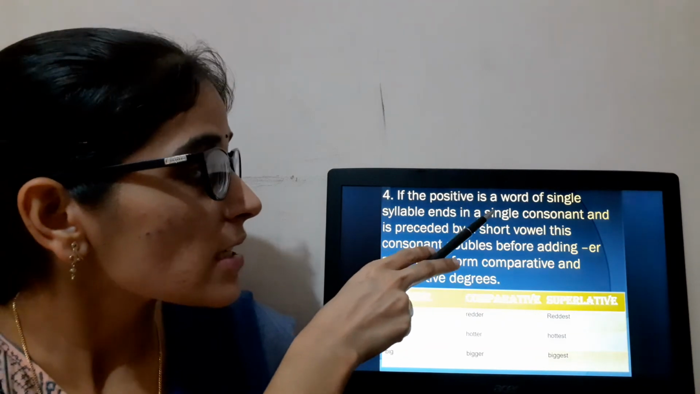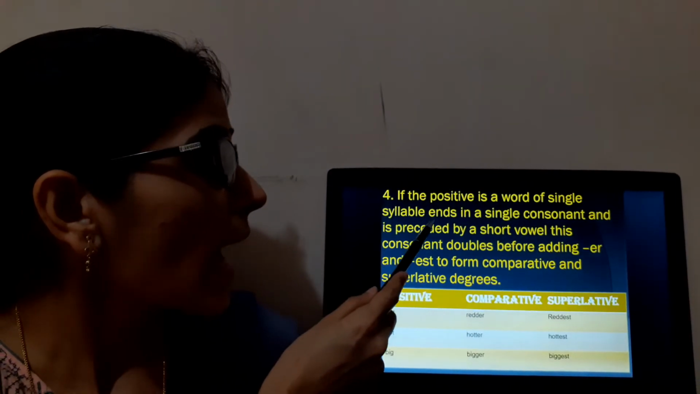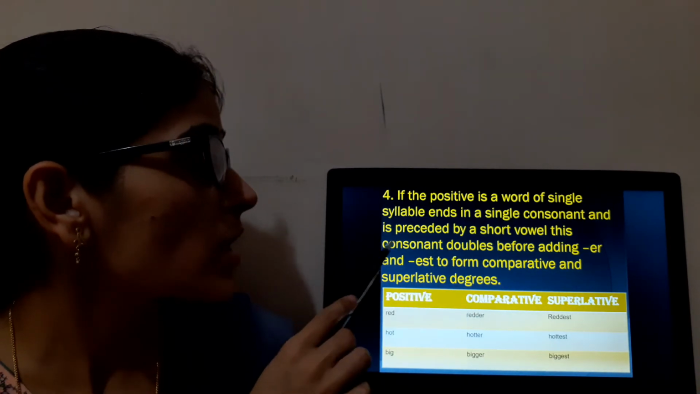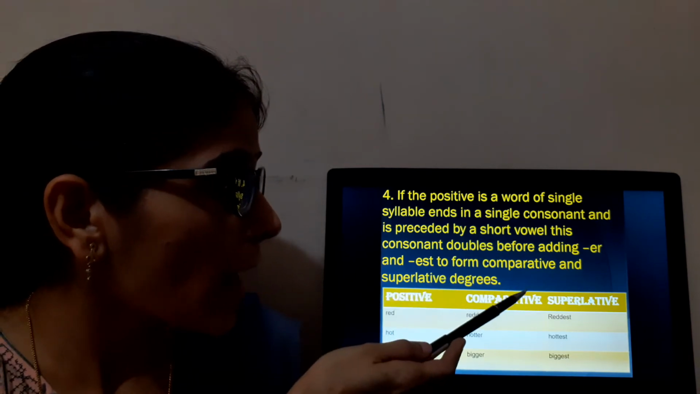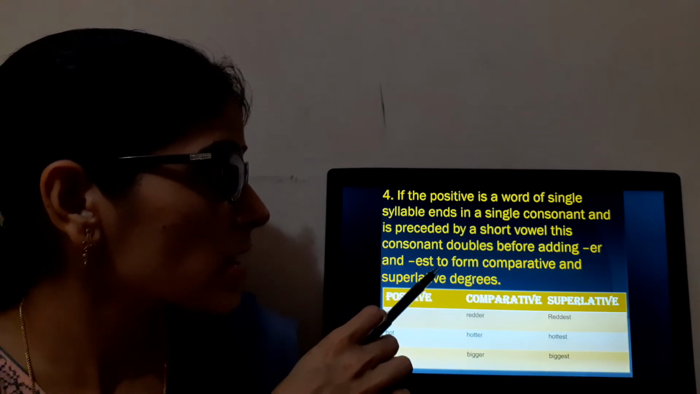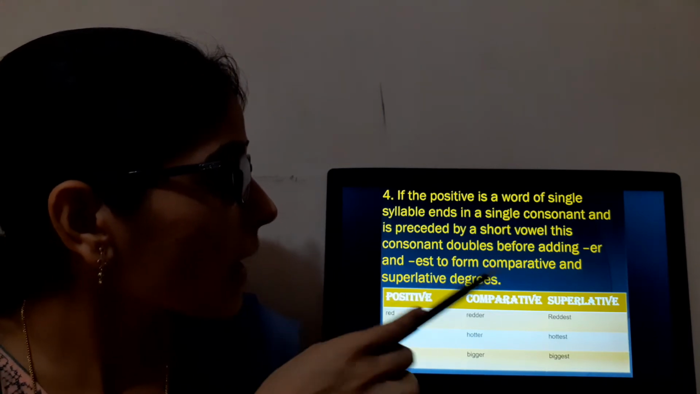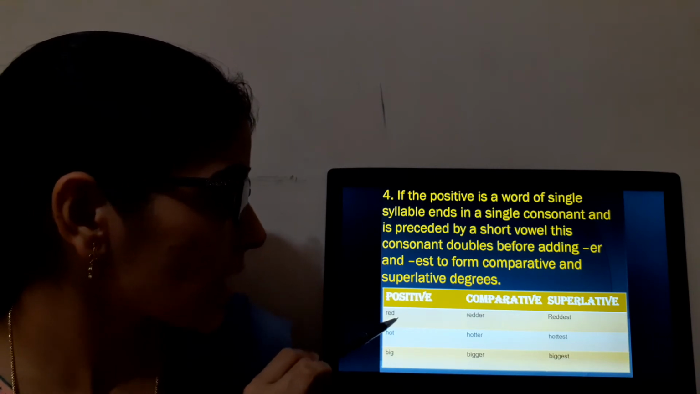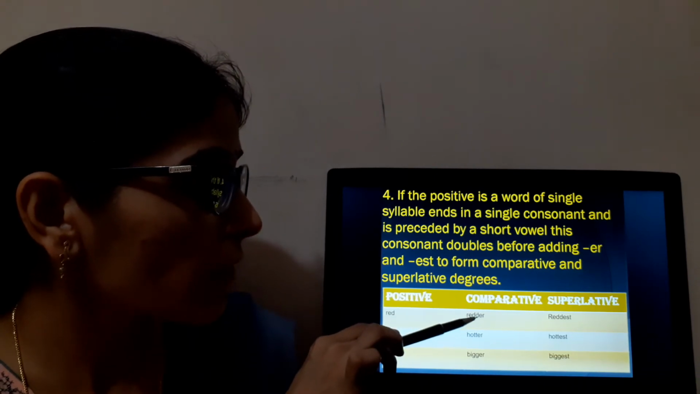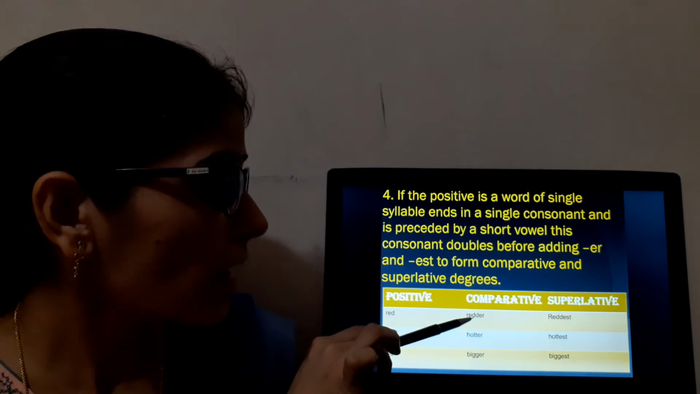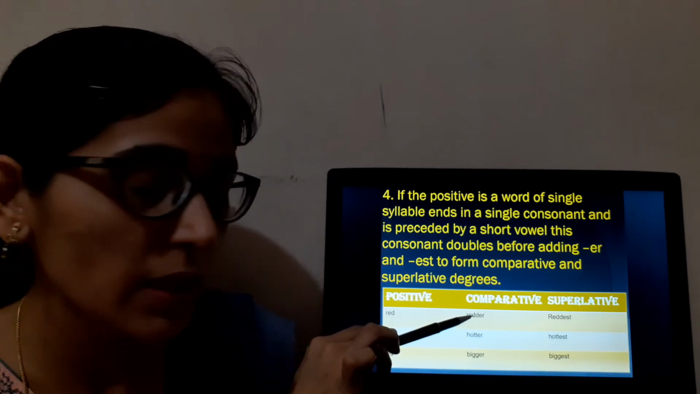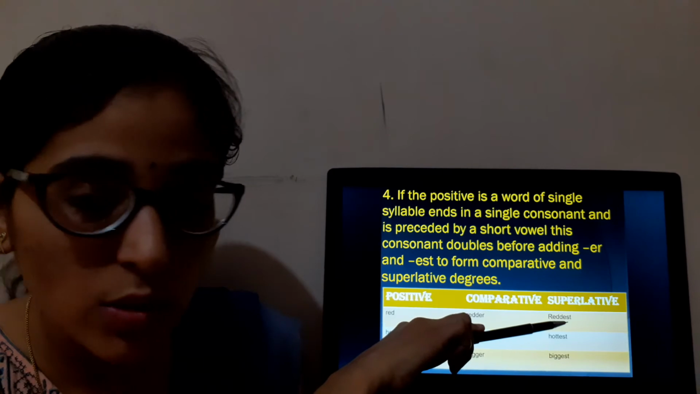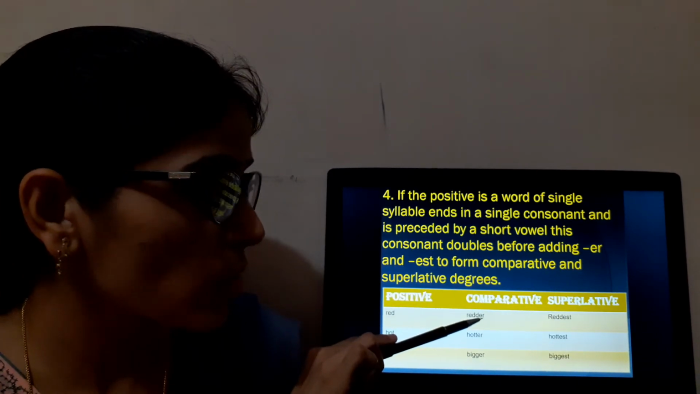If the positive is a word of a single syllable, ends in a single consonant and is preceded by a short vowel, this consonant doubles before adding ER and EST to form a comparative and superlative degree. That means, here you can see R-E-D, red. What are we doing? We are doubling the last letter, D-D-E-R, redder. And here, doubling the D and we are going to add EST.